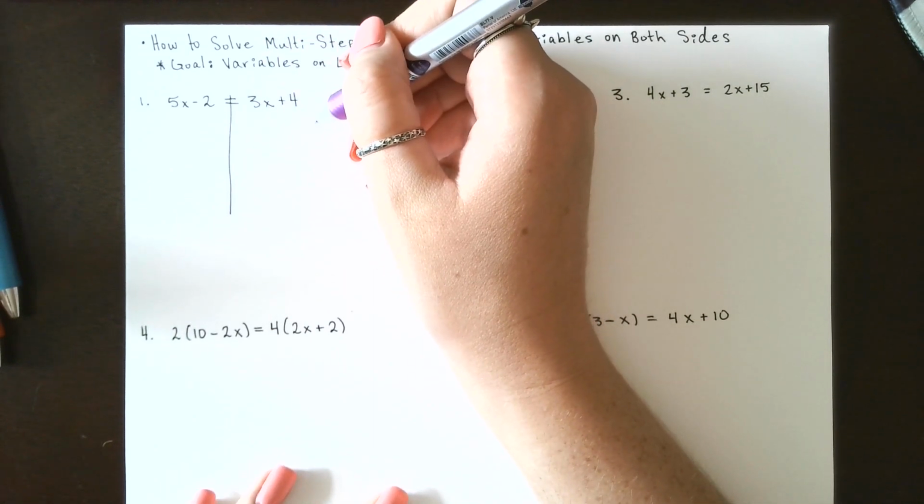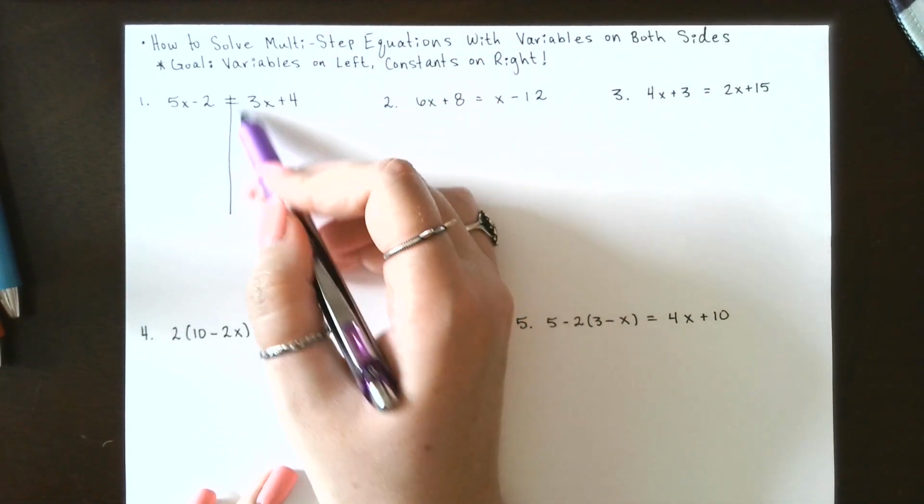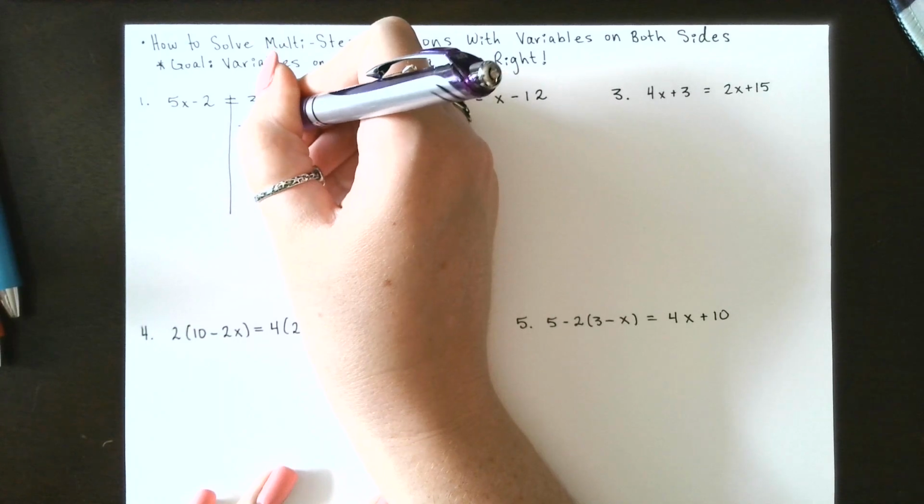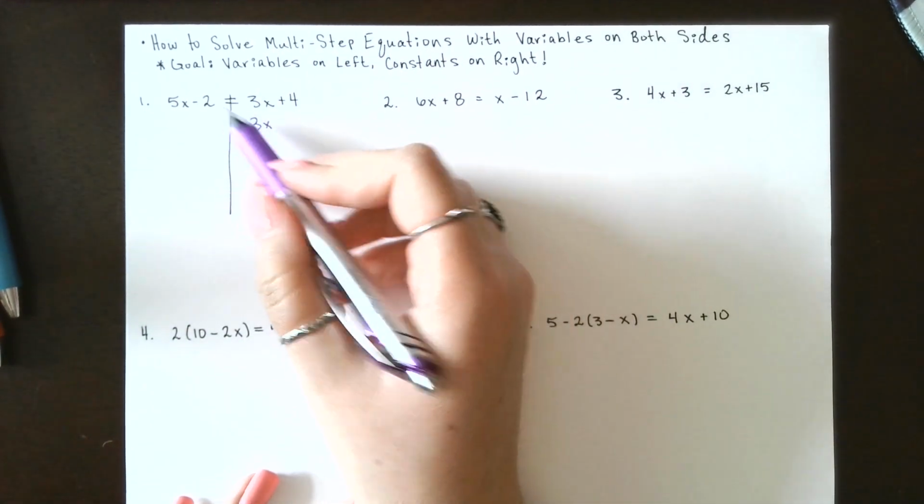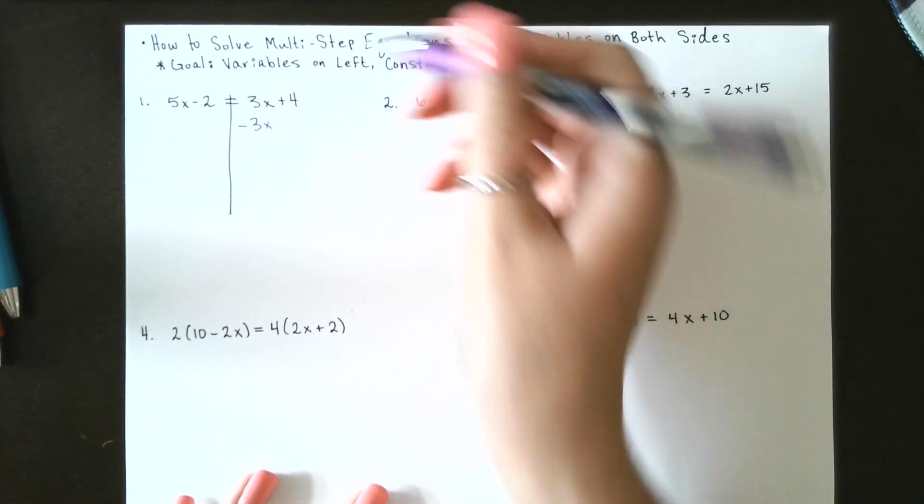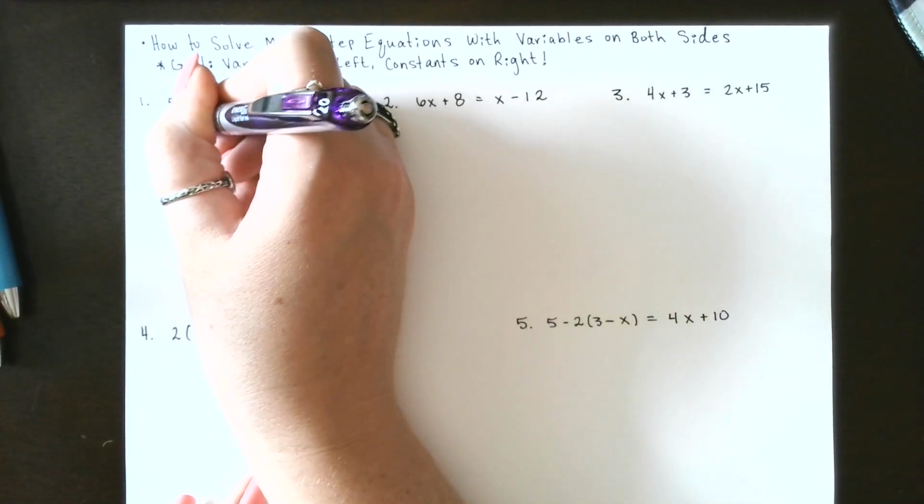And to get rid of him, we want to do the opposite operation of what's happening. Well, this is a positive 3x, so let's do a negative 3x. But if I make this change on the right, it's not equal anymore unless I also make the change on the left. Now, since my 5 has the x stuck to him, that's where I'm going to take the 3x from.